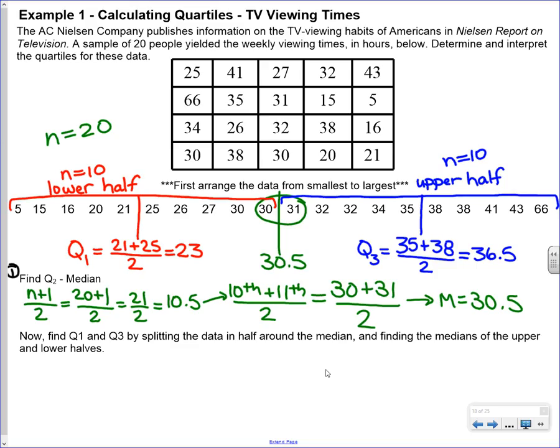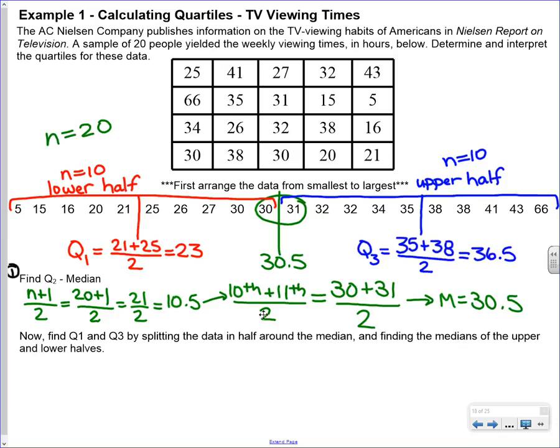Okay, so let's do an example of that. Okay, this one is looking at TV viewing times. Okay, and so this is a sample of 20 people and their weekly TV viewing times. Okay, then it says determine and interpret the quartiles for this set of data.